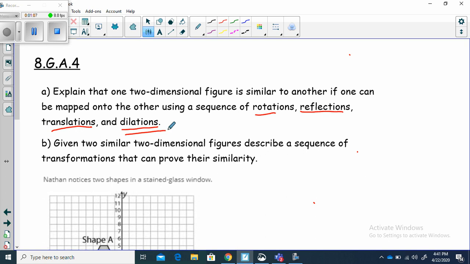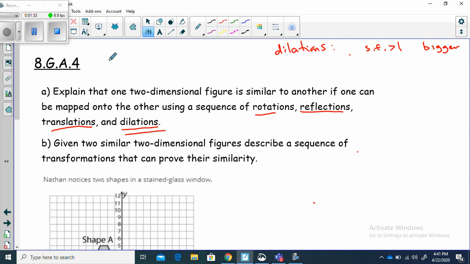Dilations create figures that are similar. And we've talked about this before. Let's talk about dilations just real quickly. If you dilate something by a scale factor that is greater than 1, you're going to make the figure bigger. The new figure will be bigger. The image will be bigger than the pre-image.